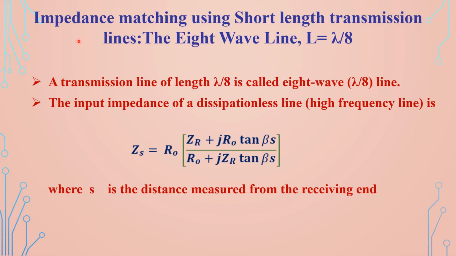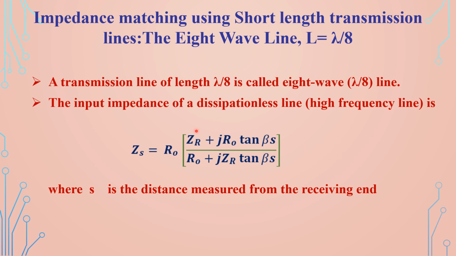Now let us look into how impedance matching is achieved by using an eighth-wave line. You have to be very clear that impedance matching is nothing but the source impedance and the load impedance being matched. Only then is maximum power or maximum energy from the source side transmitted to the load side. Now the input impedance equation of a dissipationless line is given by Zs is equal to R0 into Zr plus jR0 tan beta s by R0 plus jZr tan beta s.